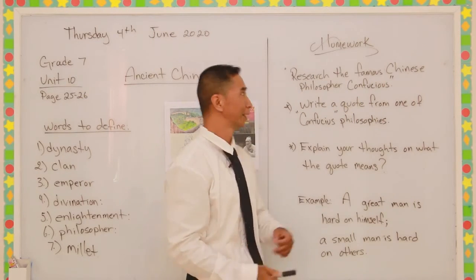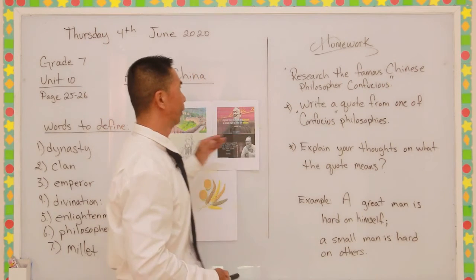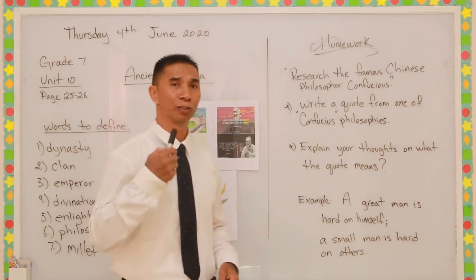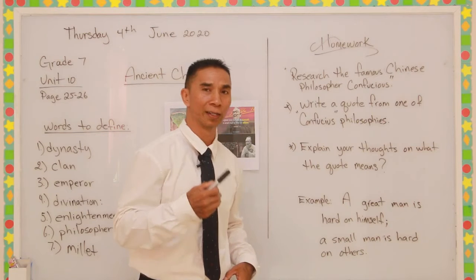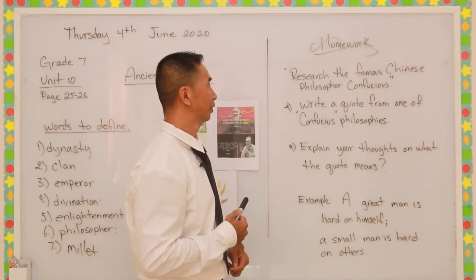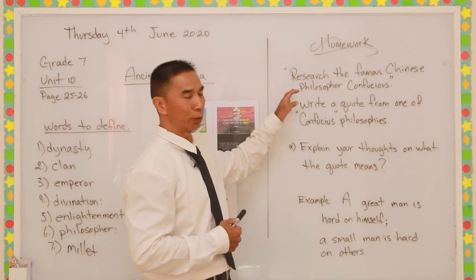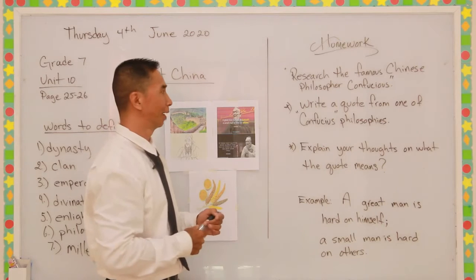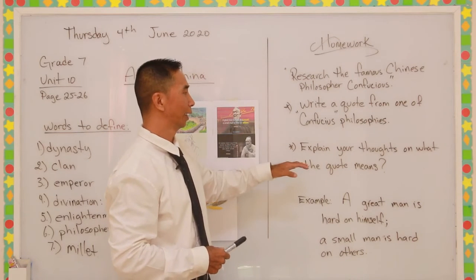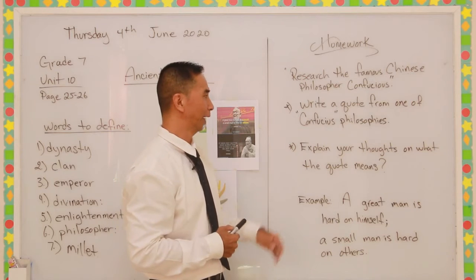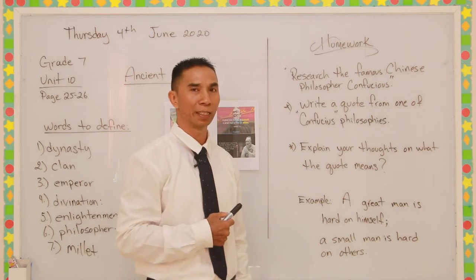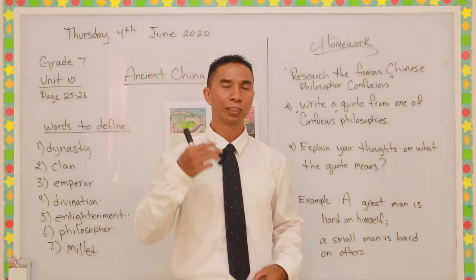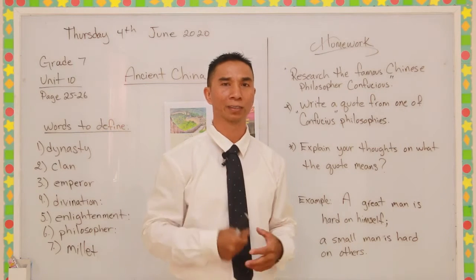For your homework task, I want you to research the famous Chinese philosopher Confucius. When you do your research, you can do it through the Google app or through your telephone app, wherever you can find the philosopher Confucius. During your research, if you see a quote, meaning a word or a saying that you like, I want you to write it down, one of your quotes. And I want you to explain in your notebook your thoughts on what you think the quote means. If you see somebody's writing and it touches you in certain ways, I want you to explain how you feel about that quote.